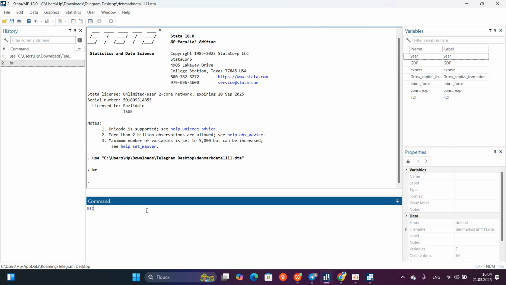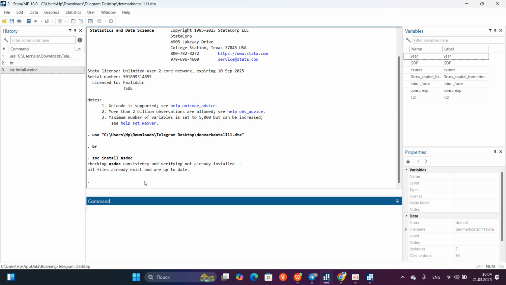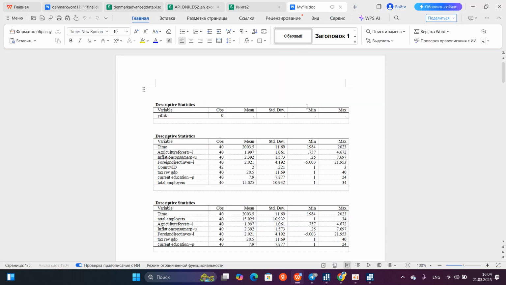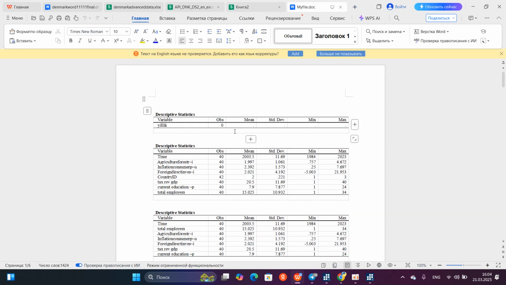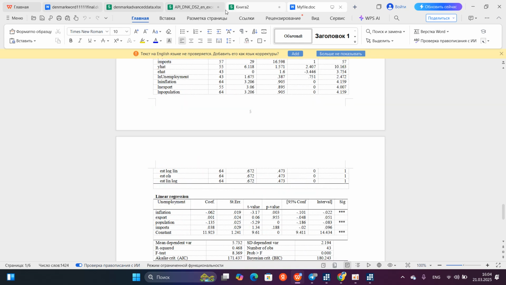ssc install estout. What does it help us do? It helps us to connect Microsoft Office and Stata, and then sdoc sum in order to see all the information. And here you can see the statistics, all the information in one Word file.